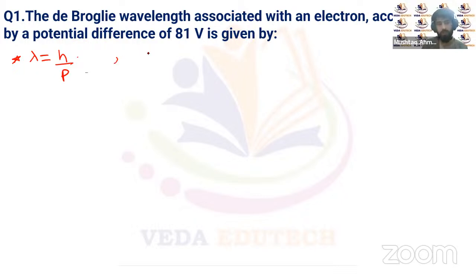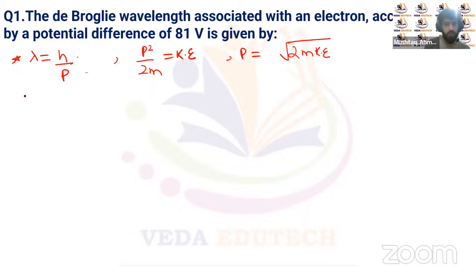Now we know that the relation between kinetic energy and momentum is p square upon 2m, that's actually equal to the kinetic energy of the particle. That means we can write momentum in terms of the kinetic energy. p will be equal to under root of 2mK. So we can write the equation of de Broglie wavelength in terms of the kinetic energy as well. That will be lambda equal to h upon under root of 2mK. This is the de Broglie wavelength in terms of the kinetic energy.